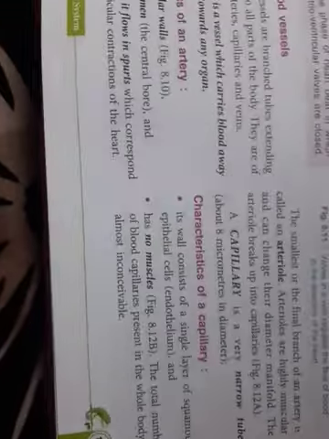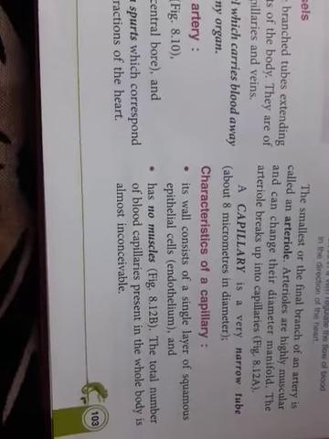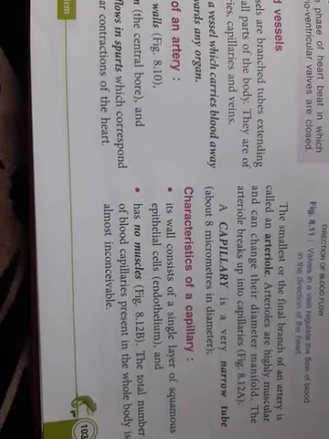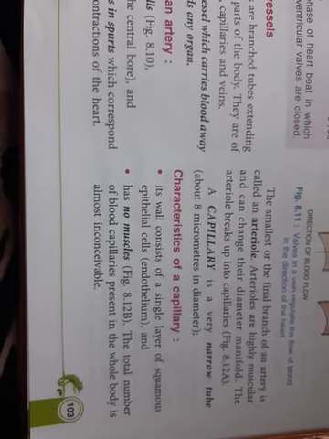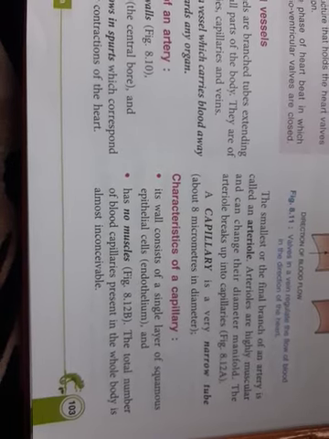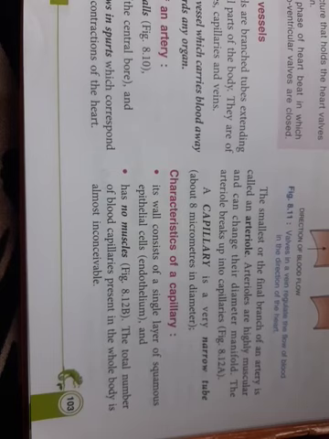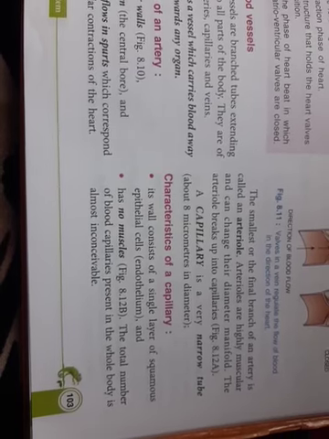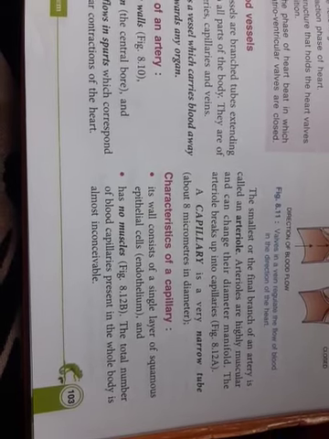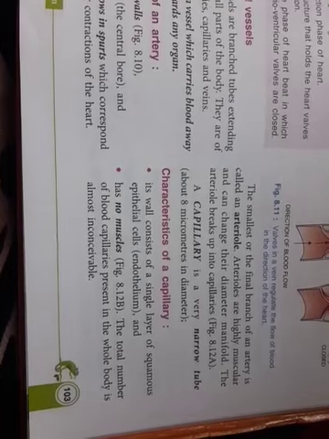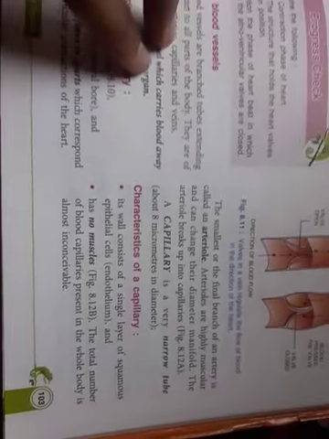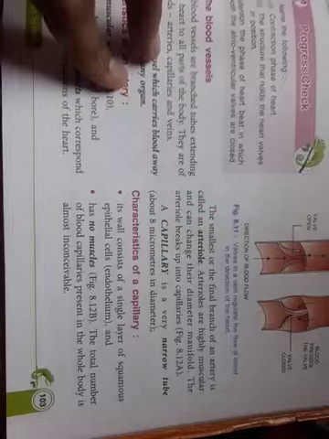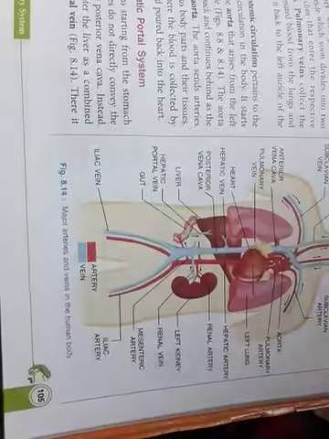A capillary is a very narrow tube, about 8 microns. The arteries and veins are joined by the capillaries. It consists of a single layer of squamous epithelium, that is endothelium. They have no muscles, and the total number of blood capillaries in the whole body is almost inconceivable. We don't know how many are present. These are the points joining the arteries and veins.